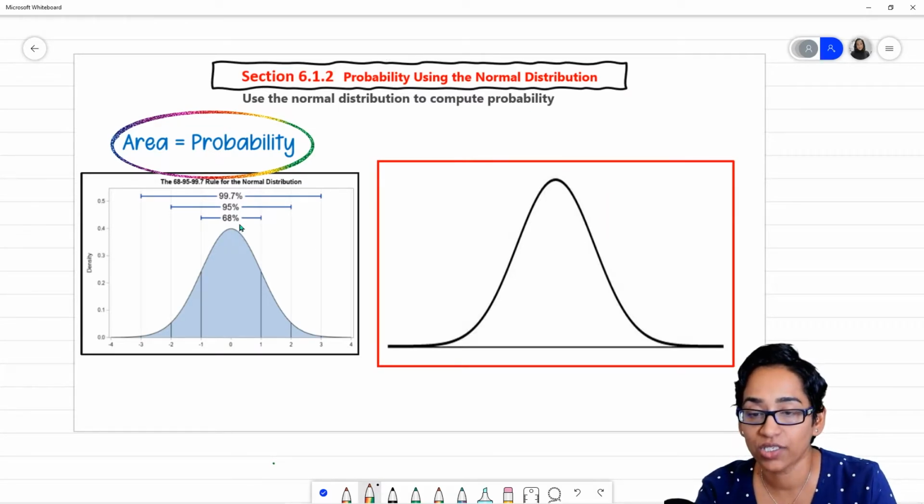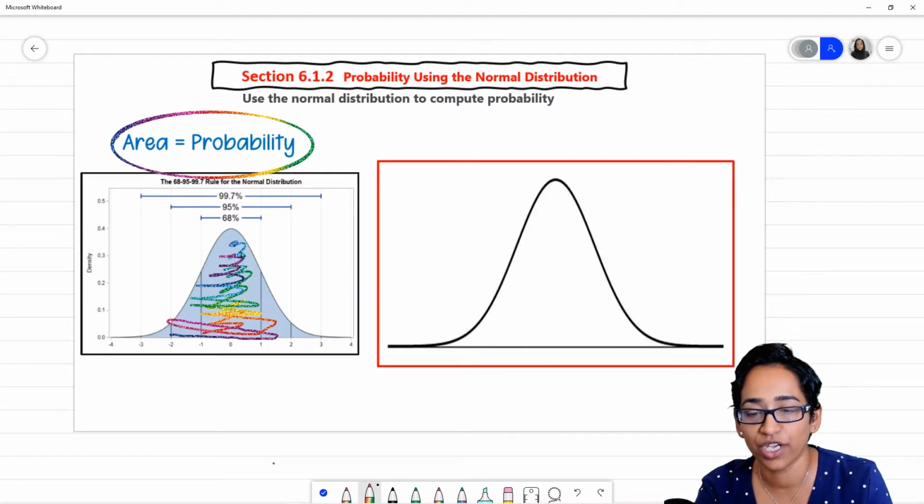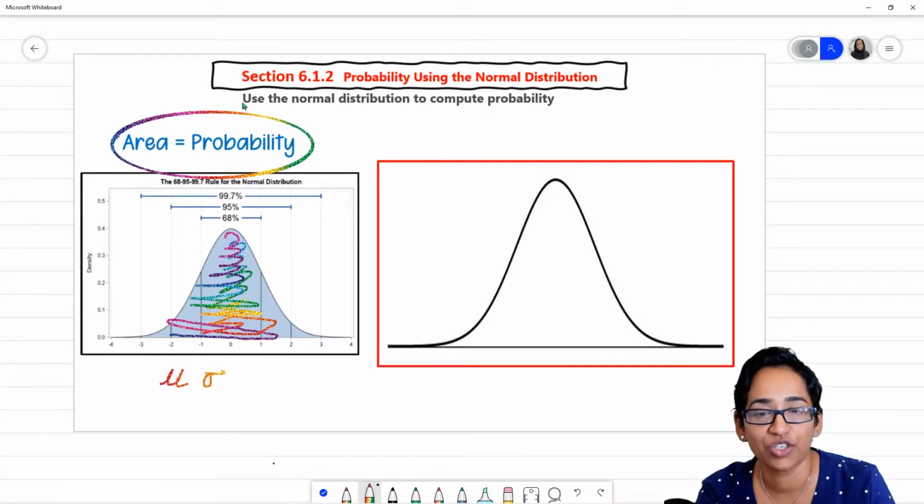All right, again, this is the rule. 68% of my data lies within one standard deviation. 95% of my data lies within two standard deviations. And a normal curve is an inverted bell-shaped curve which is symmetric. The two important factors are the mean and the standard deviation.